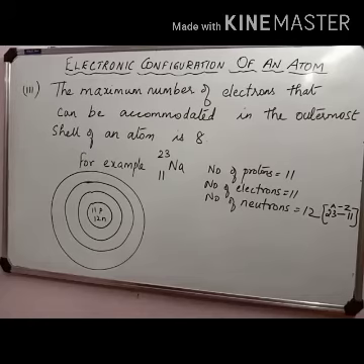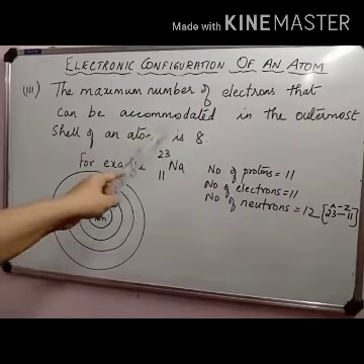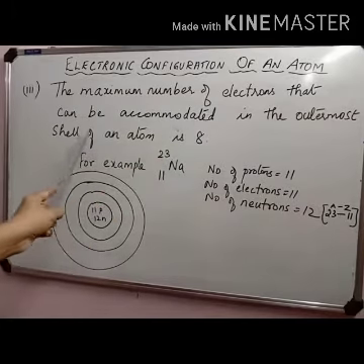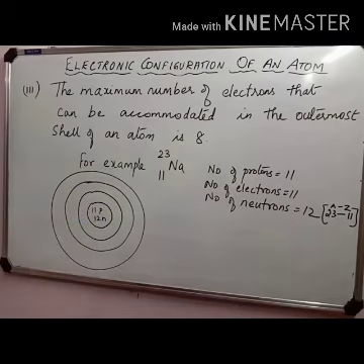So we saw the first two rules for electron distribution of atoms. Coming to the third rule, the maximum number of electrons that can be accommodated in the outermost shell of an atom is 8. That is, each shell can accommodate 8 electrons in the outermost shell. For example, coming to sodium.